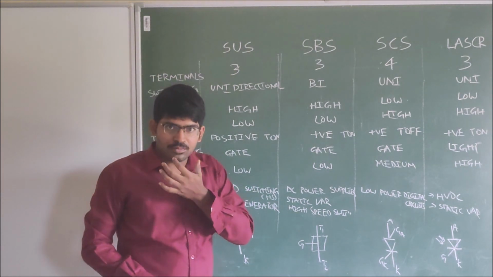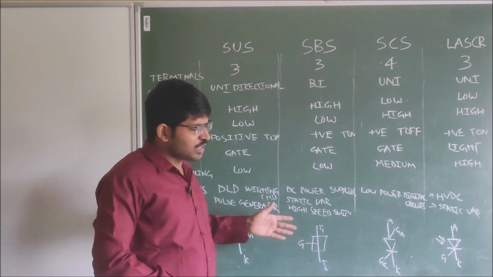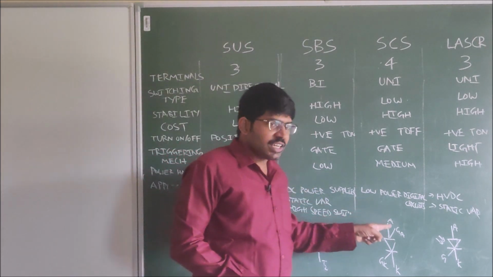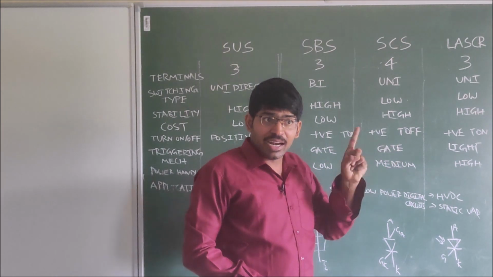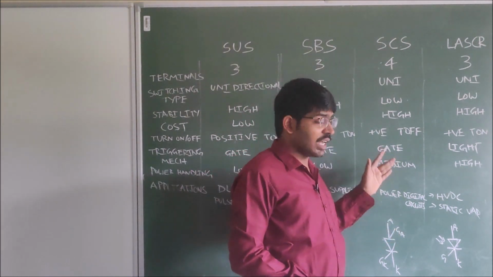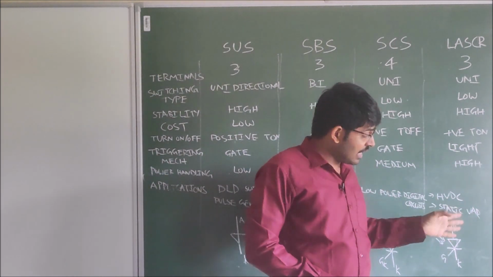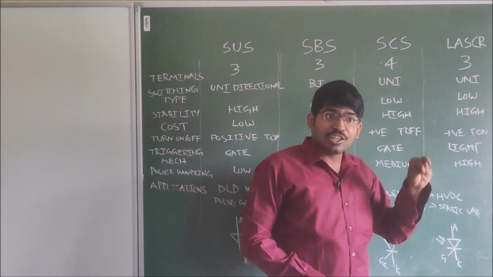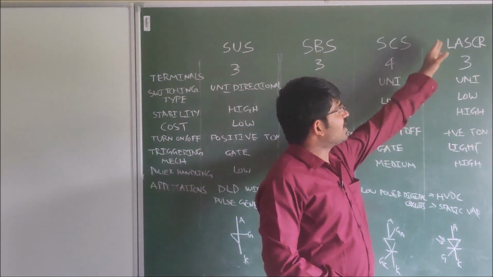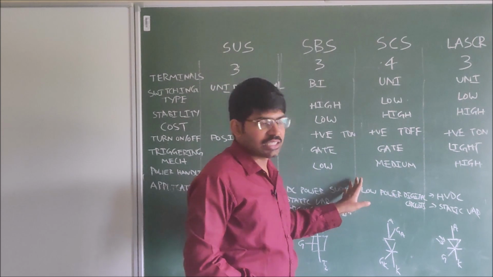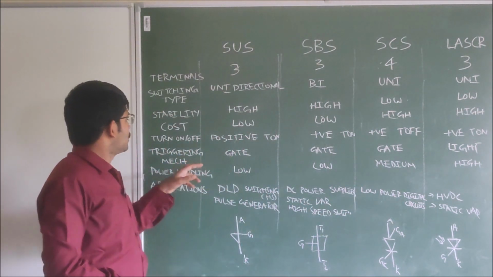Cost. There is no special arrangement required for these two, cost is less. Special arrangement is required because we are adding gate at anode, cost is high. And here special arrangement is required because gate current is due to light activated SCR. These two devices are high cost compared to these two.